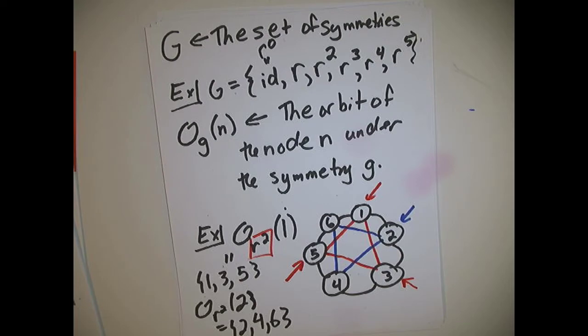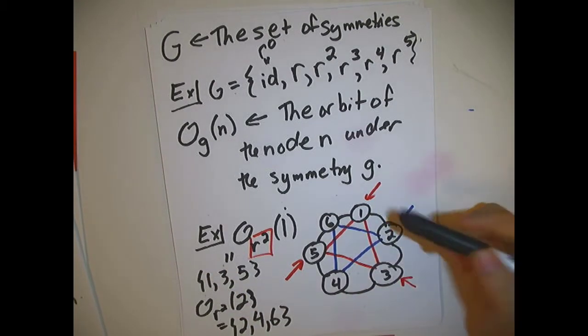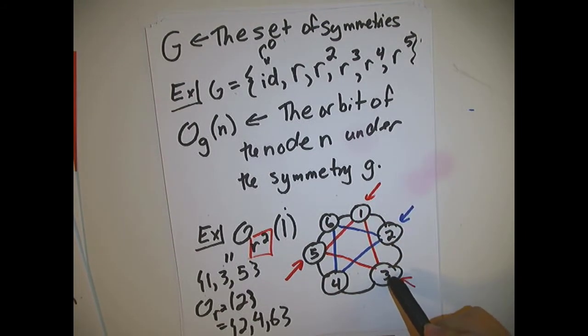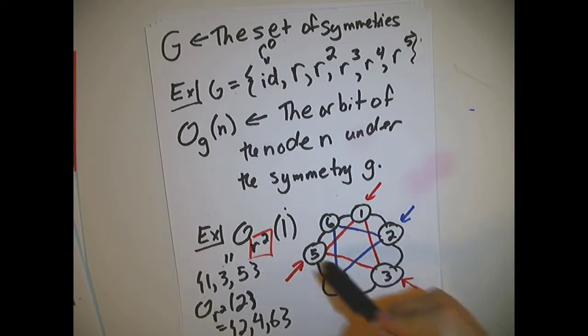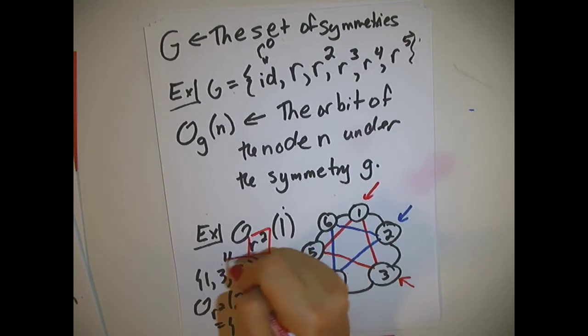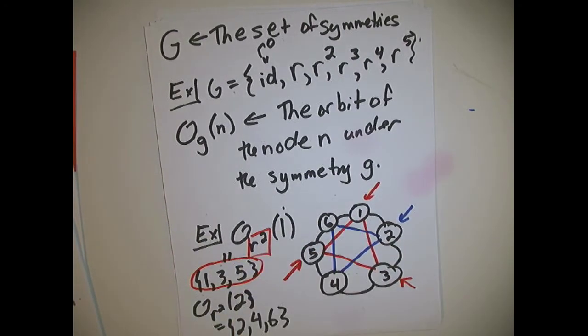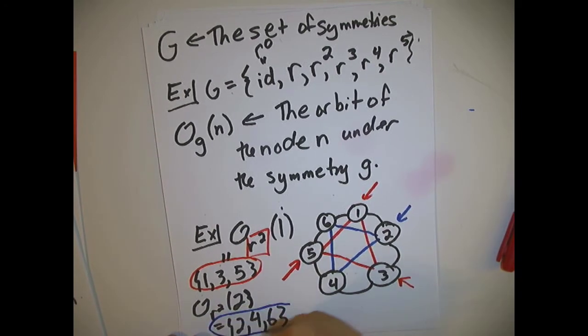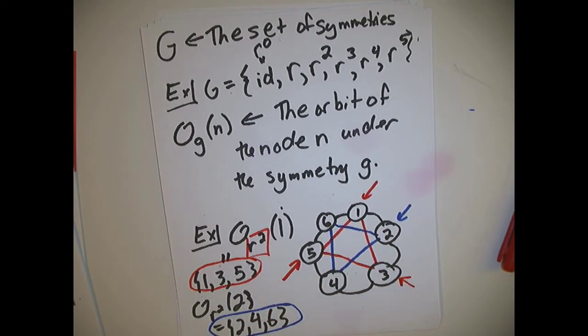Okay. Now note if I took O of r squared of any of these, so if I took O of r squared of 3, I'm going to end up back in the same collection of points. And if I took O of r squared of 4, I would end up in this collection of points. So really, there's only 2 orbits of r squared. There's this orbit, and there's this orbit. Okay.